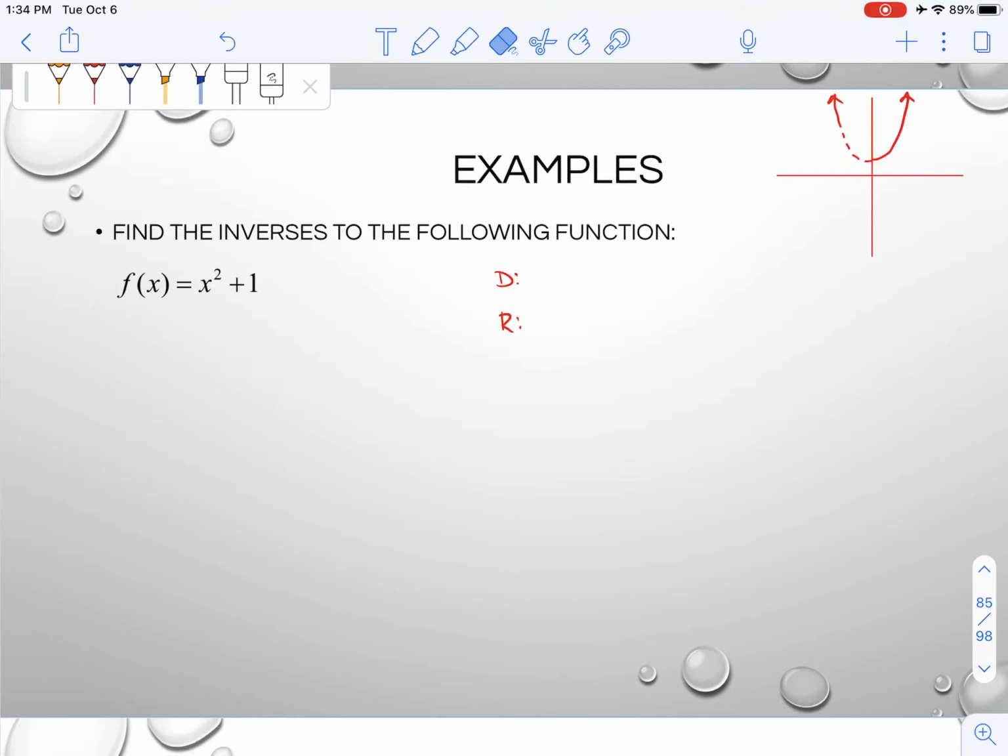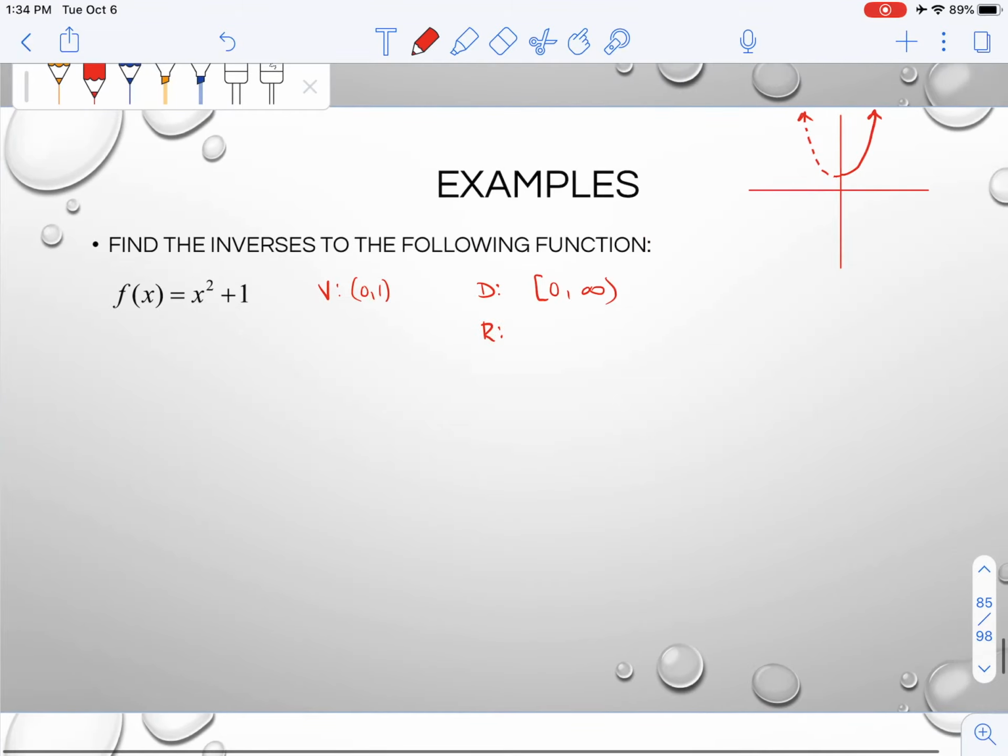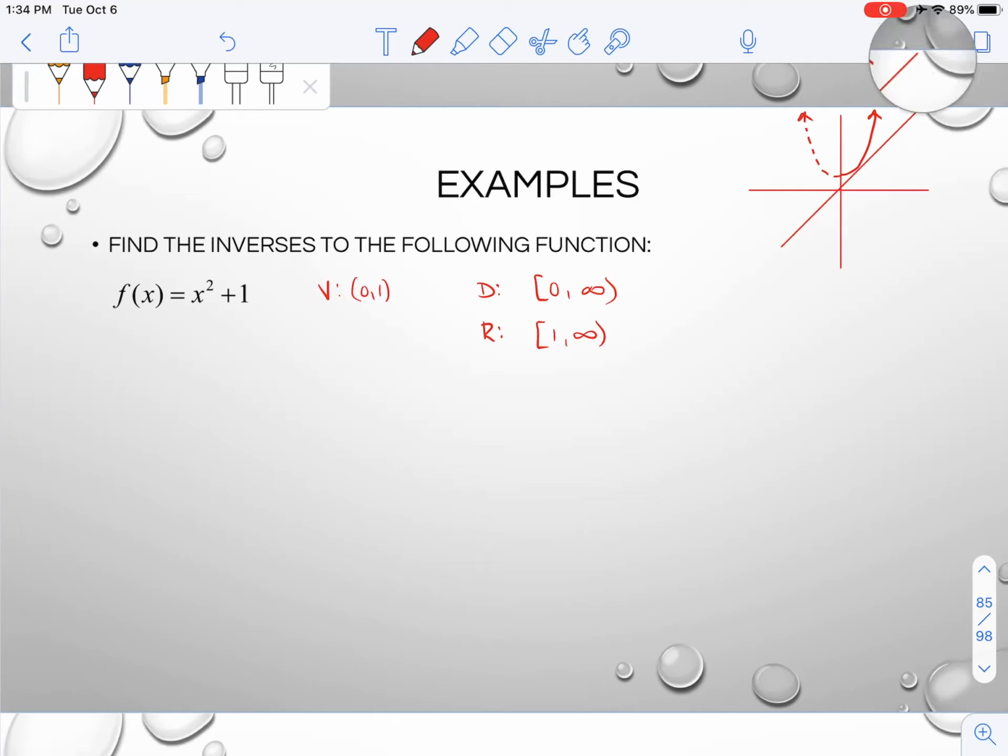I want to get rid of this left-hand side in my function. I only want to look at the right-hand side here from my vertex. The vertex here was at 0, 1, so I want to restrict it to the right. So I'm going to restrict the domain from 0 through infinity. Okay? My range here is still going to go from positive 1 through infinity. I want something that when I find my inverse is going to be reflected over the line y equals x.